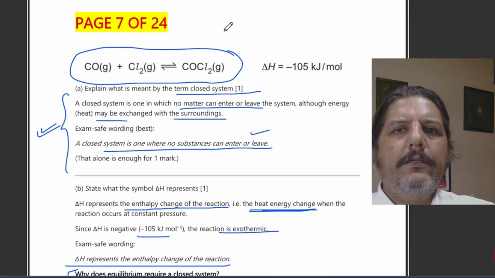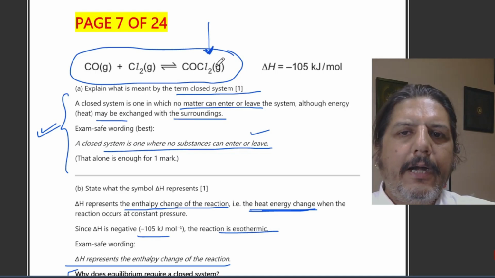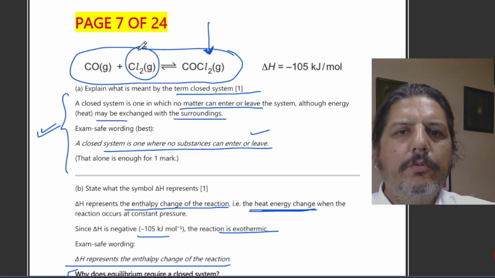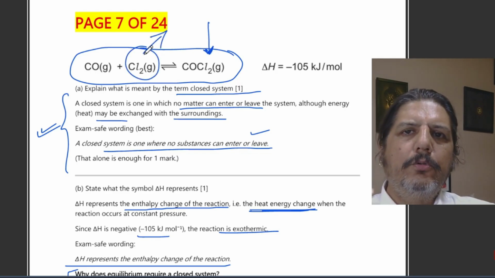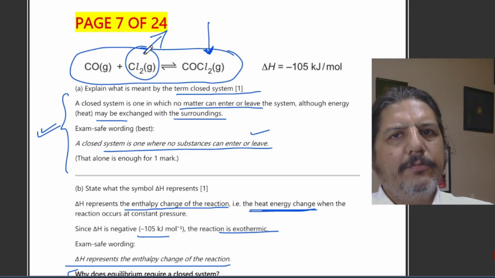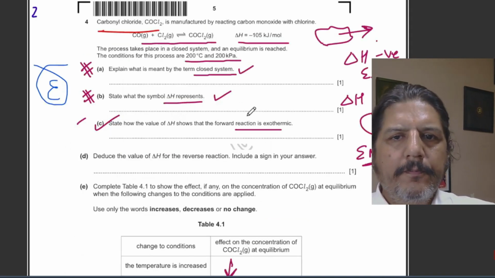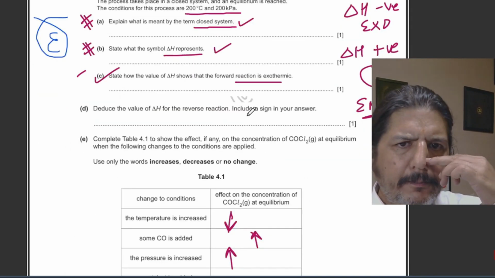If matter can leave or enter, so for example, if you add COCl2 or you let Cl2 leave the container, the system, then you will shift the equilibrium as per Le Chatelier's principle. So that is why equilibrium can only be reached in closed systems. I hope it's making sense.